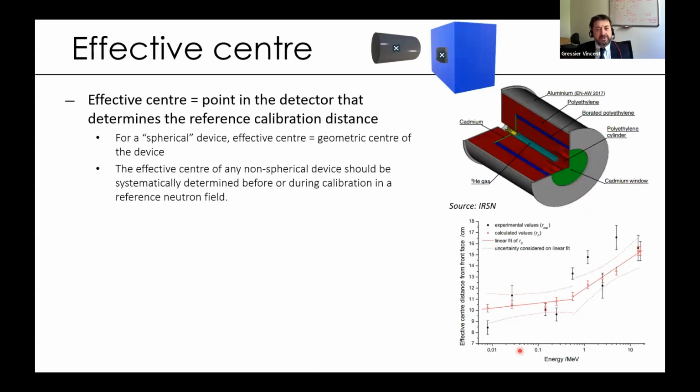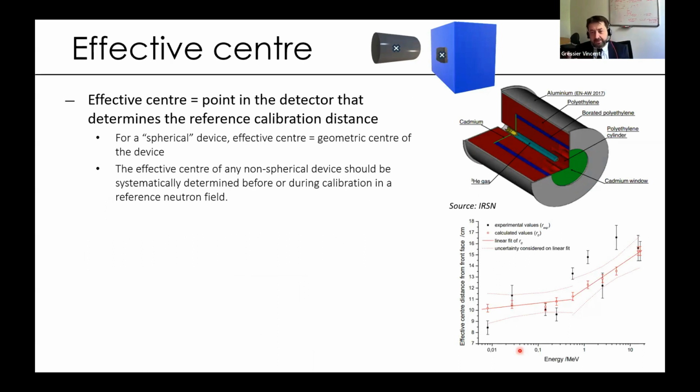Okay, so let's start with the effective center. The effective center is a point in the detector that determines the reference calibration distance. If you have a spherical device, that's very easy. The effective center coincides with the geometric center of the device. But if you have anything which is not spherical, then you are facing some difficulties.